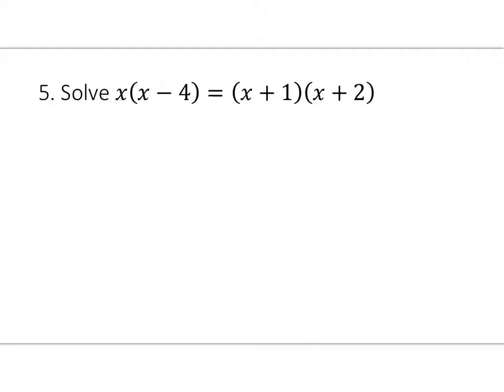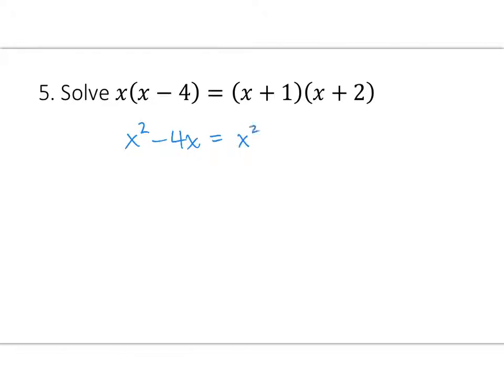Finally, we have an equation that doesn't look linear at first. It looks like this is going to have some higher powers of x, but as we'll see, those higher powers of x will go away. On the left-hand side, we multiply this out just by distributing, and we get x squared minus 4x. On the right-hand side, we're going to have to multiply out those parentheses, which we can do using FOIL.